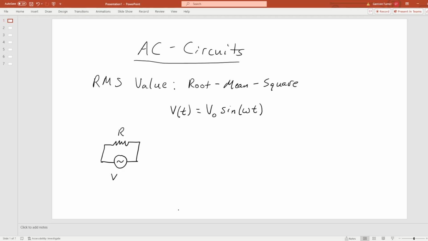Of course in this case V naught would be your amplitude, that is the maximum voltage your source is going to supply, and omega is the angular frequency with which the signal oscillates. Always before we would use either of these two symbols for batteries, and this is the symbol for an AC source.